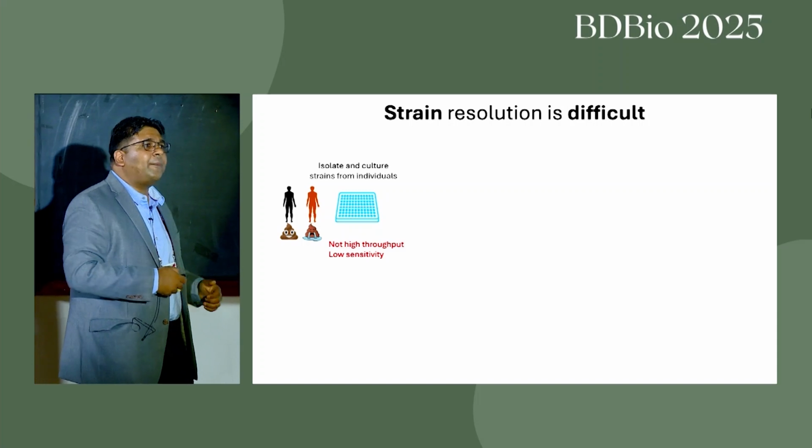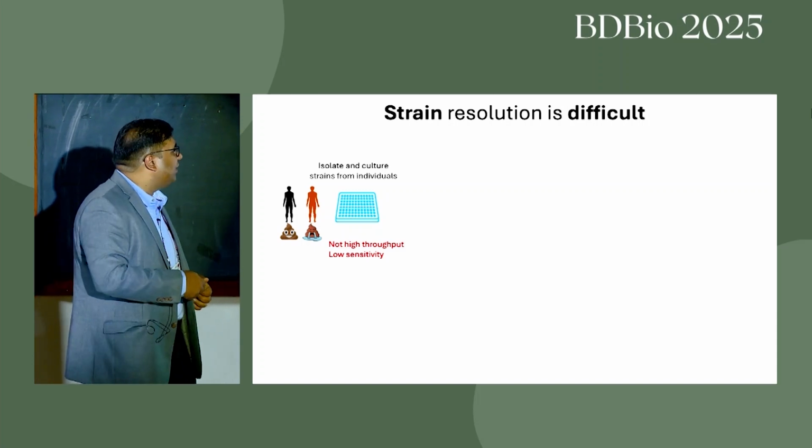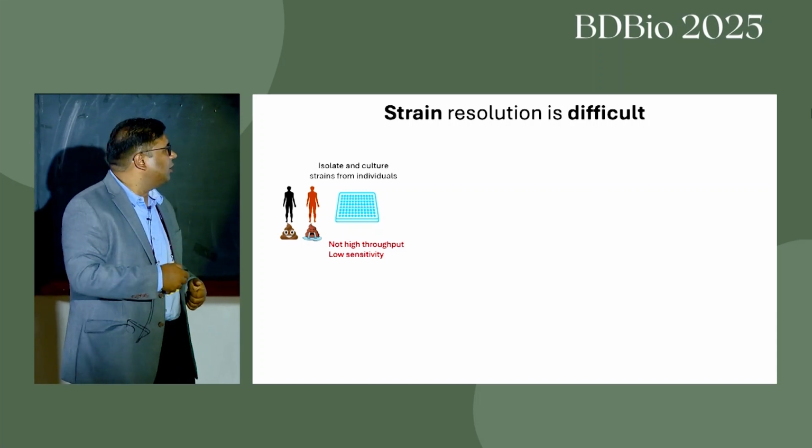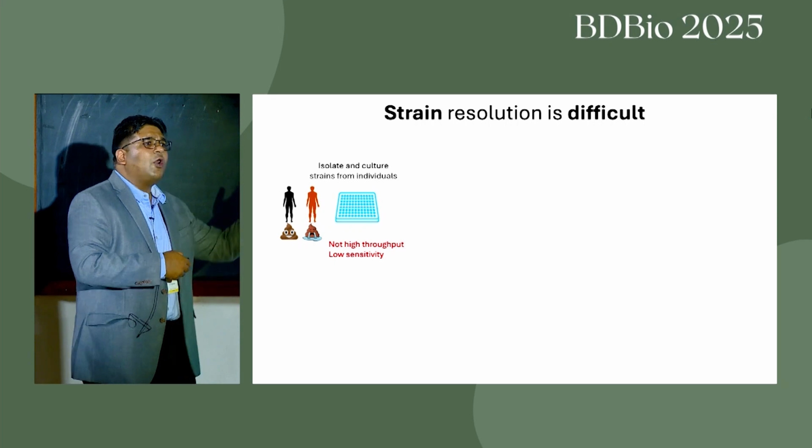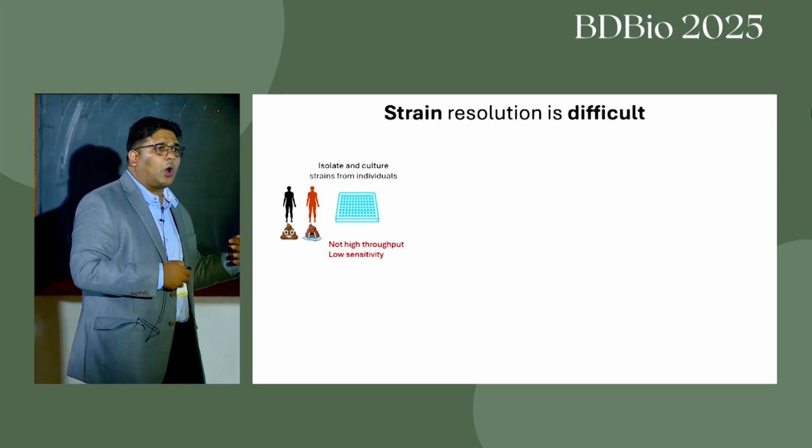So one approach for tracking strains is you literally culture the strain every time, right? You are culturing the strain from a healthy donor, from the person before FMT, after FMT, and seeing what went in, how did it change and all.